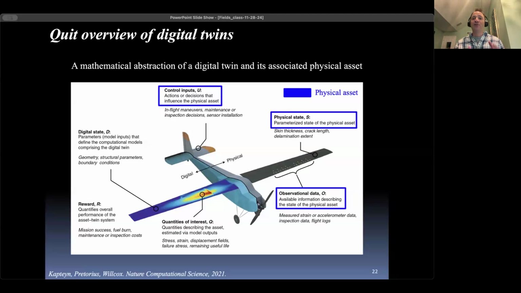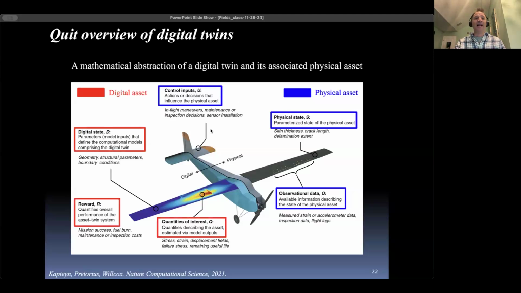Then there is the digital component of this, the digital asset here in red. You have your digital state. This is the geometry, the structural parameters, the boundary conditions. There's the reward, the thing you're trying to maximize. For them, it might be overall performance, mission success. Did the Amazon drone deliver your new pair of shoes in time? How much fuel was burned in the operation? And then there are the quantities of interest that you track to try to maximize your reward. For them, it's stuff like stress, strain, displacement, etc.